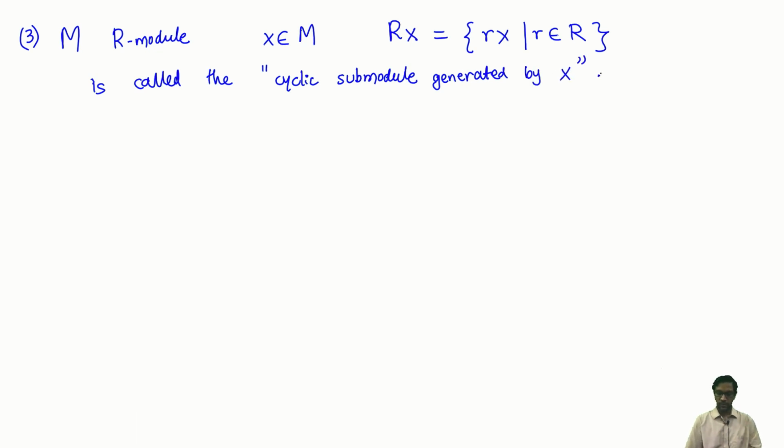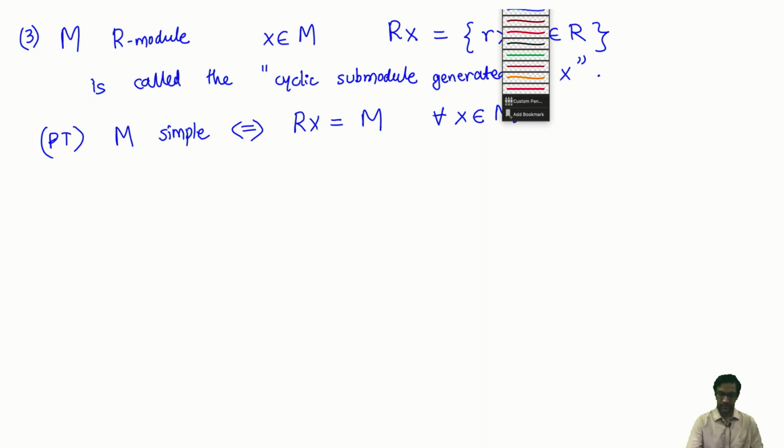Now here's the problem. Prove that M is a simple R module if and only if every cyclic submodule equals the whole module. Recall from the previous problem what that meant. By the way, you should check that this is a submodule. It's an easy verification. But the claim is, if M is simple, then every cyclic submodule has to equal the whole. And this is an if and only if. That's where the interest lies.